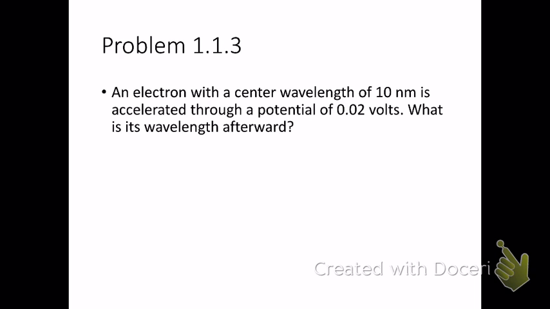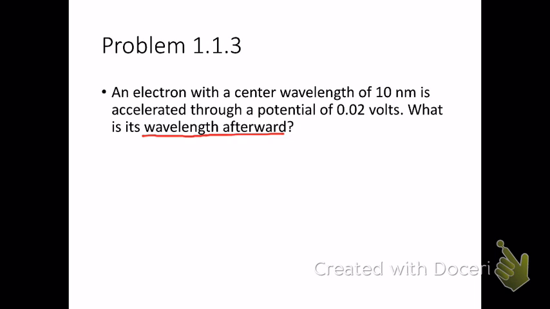So in this technique, I read the problem, and it says an electron with a center wavelength of 10 nanometers is accelerated through a potential of 0.02 volts. What is its wavelength afterward? So the thing I'm going to start with is the objective. I'm going to underline that. And once we know that's where I'm going to start, we're going to look for the final wavelength. I'm going to write an equation that has that in it.